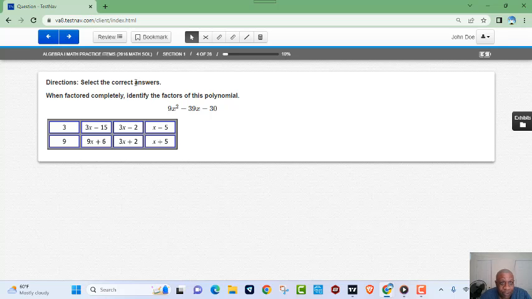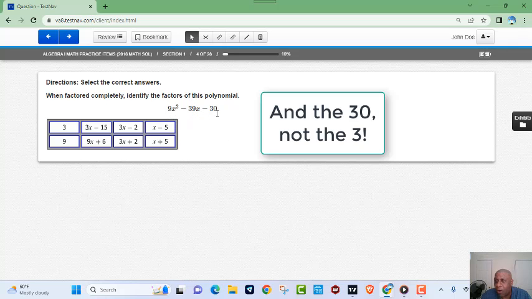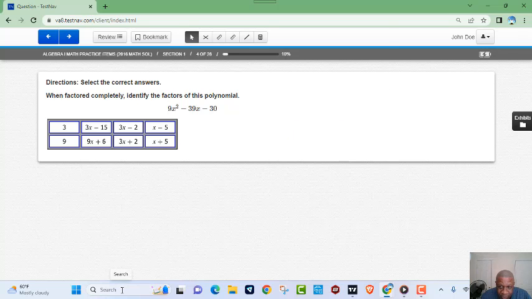So here, select the correct answers when factored completely. Identify the factors of this polynomial: 9x squared minus 39x minus 30. Okay, well, first thing is the 9, the 39, and the 30, they all have a common factor.